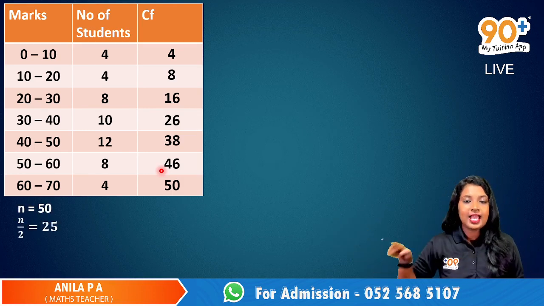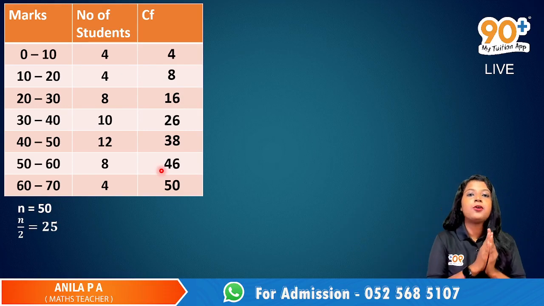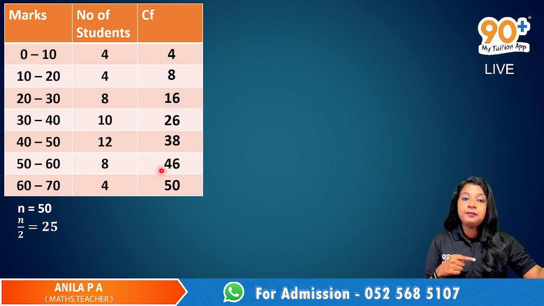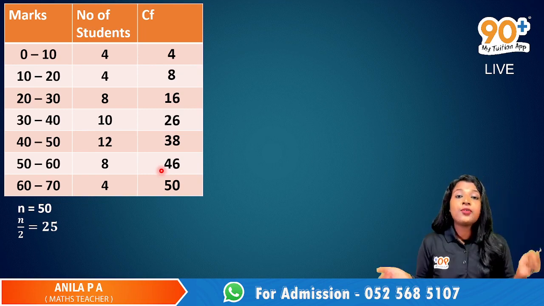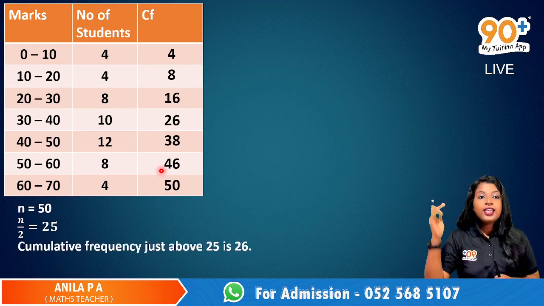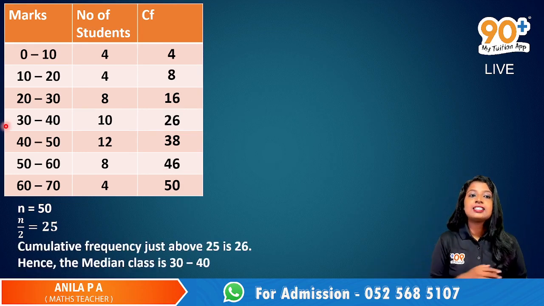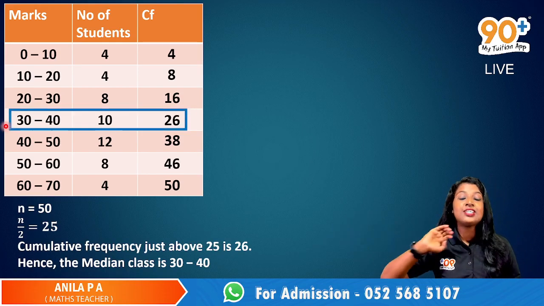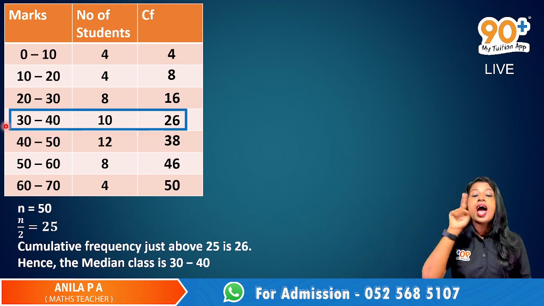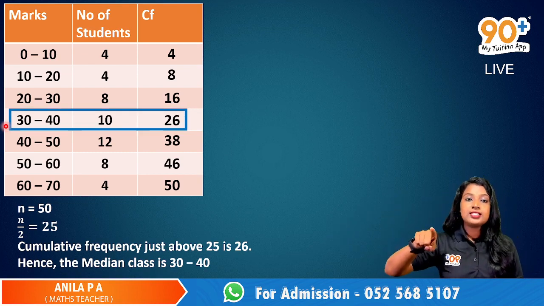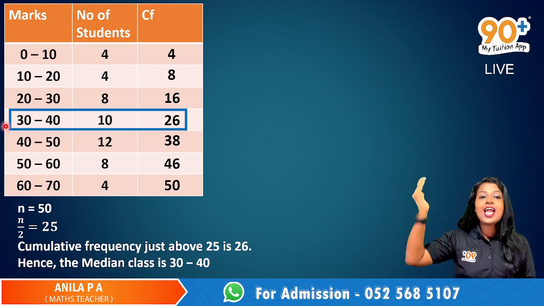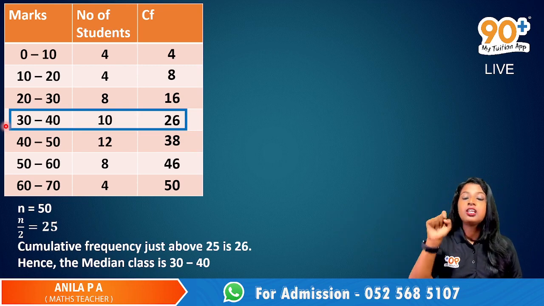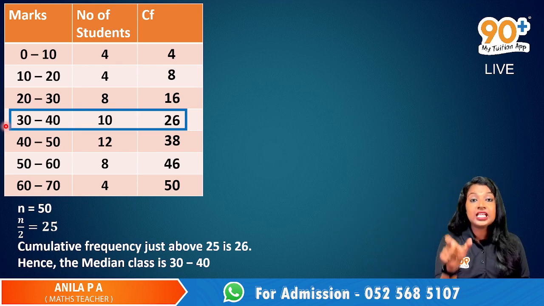So we got this n by 2, and now we are supposed to find that class having cumulative frequency just greater than 25. Which is that class? Yes, this class. The cumulative frequency just above 25 is 26, and the class having this cumulative frequency is 30 to 40, and that class 30 to 40 is the required median class.